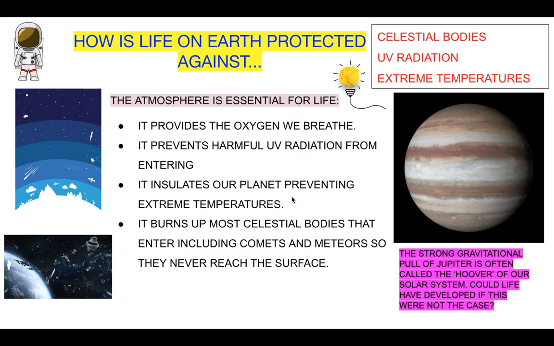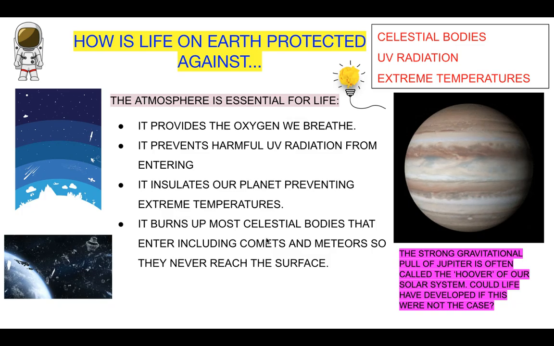We're also protected from extreme temperatures because this atmosphere also acts as a barrier to extreme temperature. It basically reflects a lot of this radiation back out into space, so it doesn't reach the planet. And that means our planet overall has an average temperature of about 15 degrees Celsius, and it doesn't experience the extreme temperatures we see on other planets.